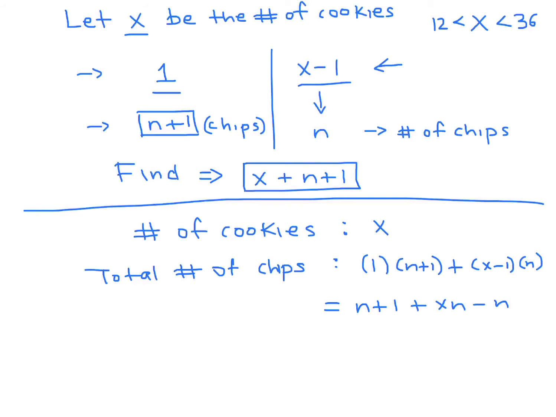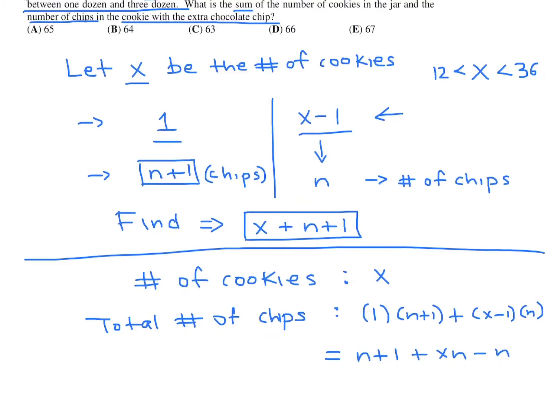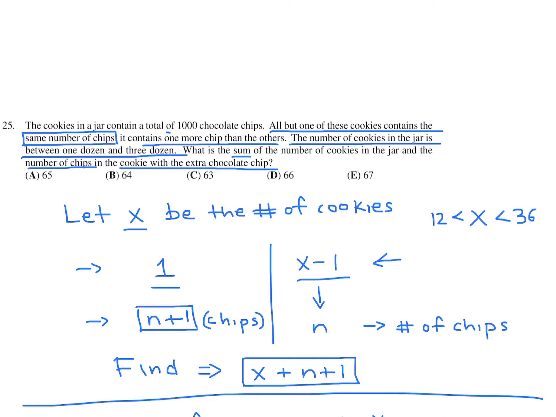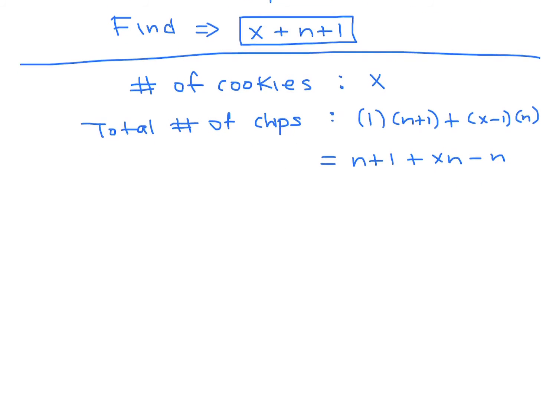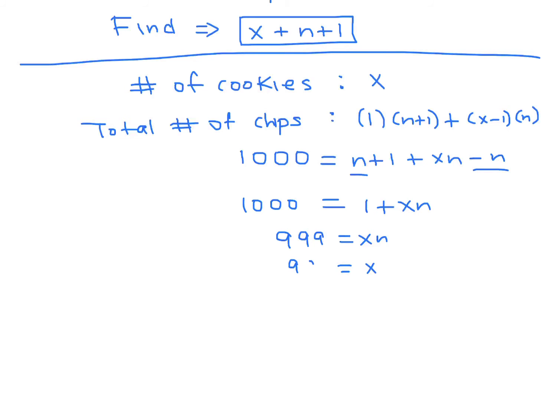And they've told you the total number of chips. They've given you a value. If you remember, right there, total of 1,000 chocolate chips. So this is 1,000. So now let's solve for this equation. Let's see if we can isolate one variable. It looks like the n's cancel, so this just leaves us like this. Put the 1 on the other side, get 999 is equal to xn, and therefore n is equal to 999 over x. All right, and that's about as far as we can go.